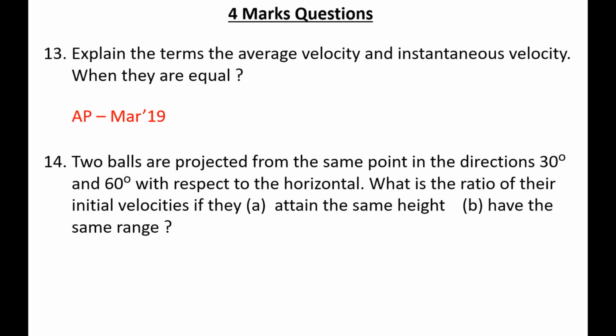Then 2 balls are projected from the same point in the directions 30 degrees and 60 degrees with respect to the horizontal. What is the ratio of their initial velocities if they A. attain the same height, B. have the same range? This was asked once in AP.